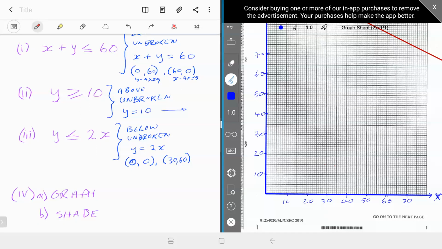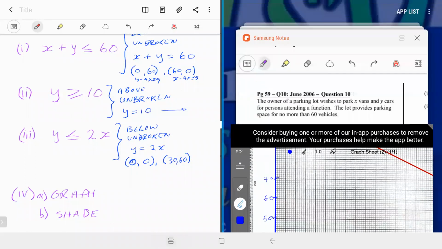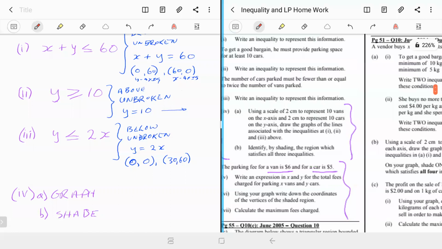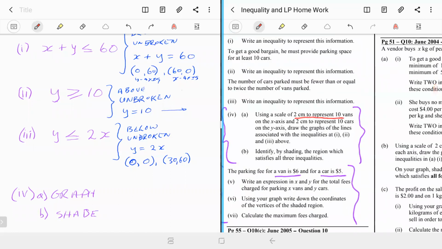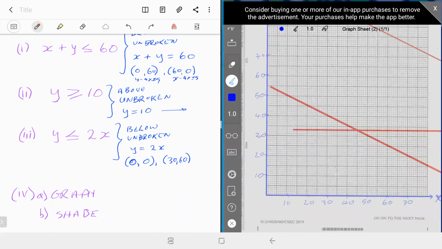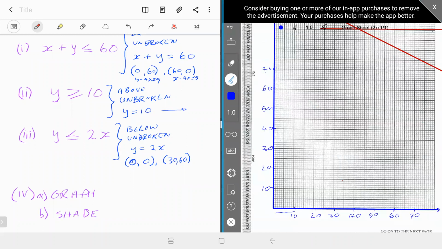So the question said 2 centimeters to 10 units. Let's look and see if that's what it said. See here, 2 centimeters to 10 vans and 2 centimeters to 10 cars. All right, so I'm right. That's what it said, so that's what we use. 2 centimeters to 10. All right, so that's the scale that we're using.